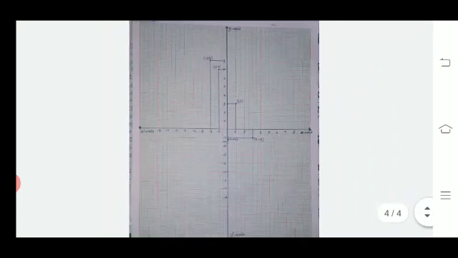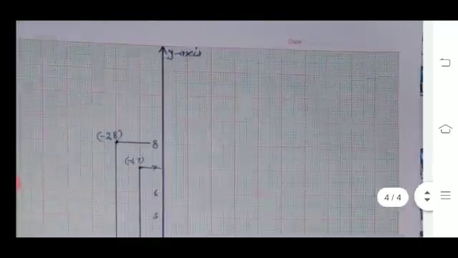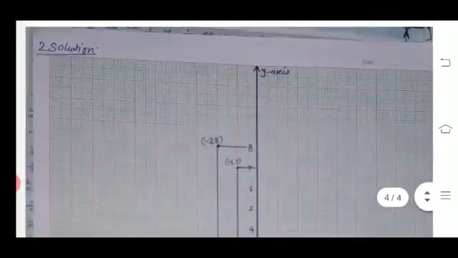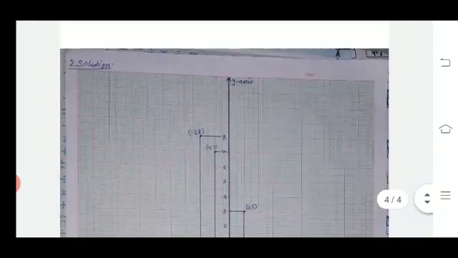That's all. Chapter 3 is complete. Make your notes. If there is any problem, revise the lectures and revise the introduction. All the essential things of this chapter are in the introduction only.